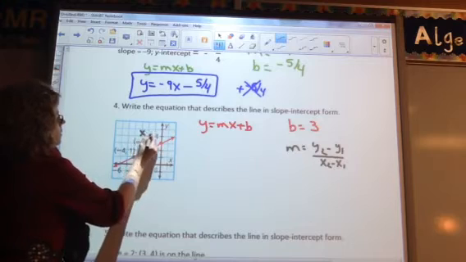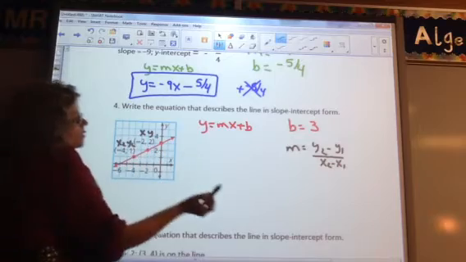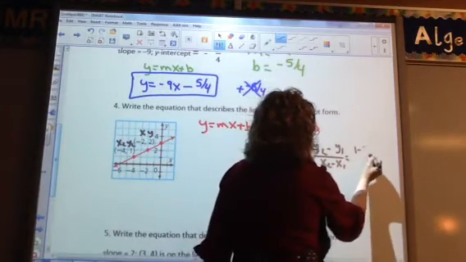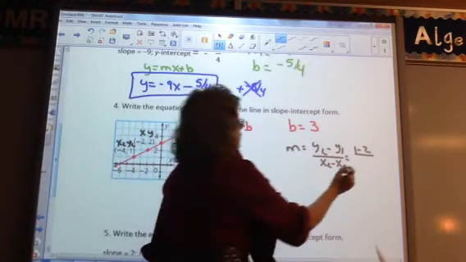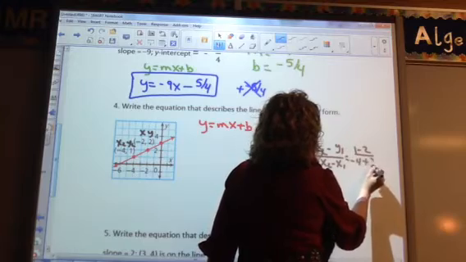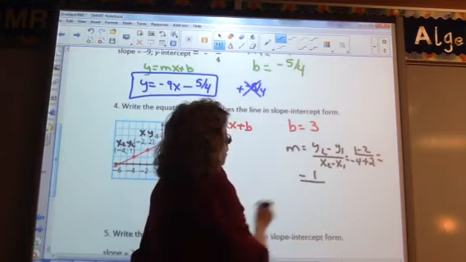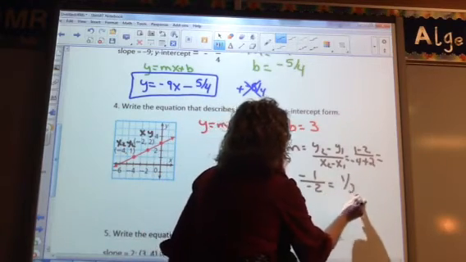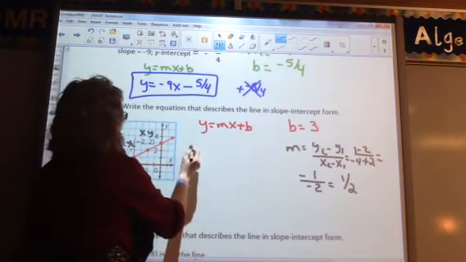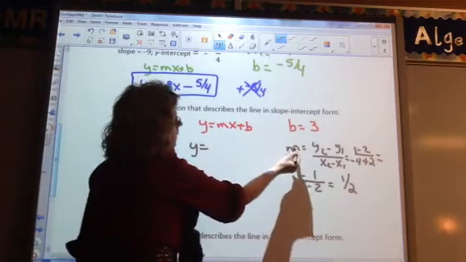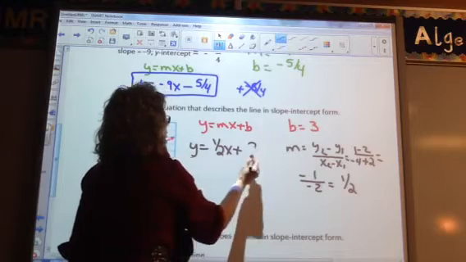Okay? So let's use this as my first point. This is my second point. So I'll have 1 minus 2 over -4 minus a -2. -4 minus a -2 would be +2. So then our slope is going to be -1 over -2, which is 1/2. So now I can substitute in. Y equals my slope, 1/2, and my y-intercept is 3.